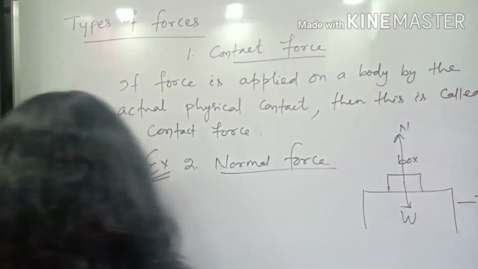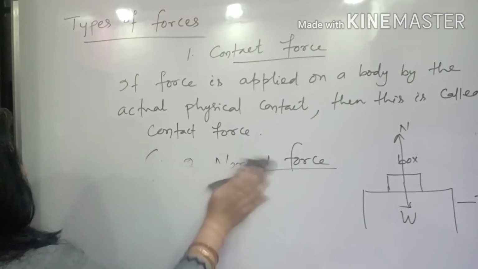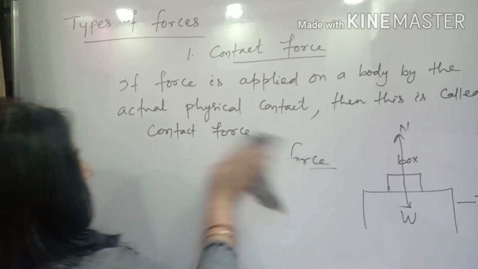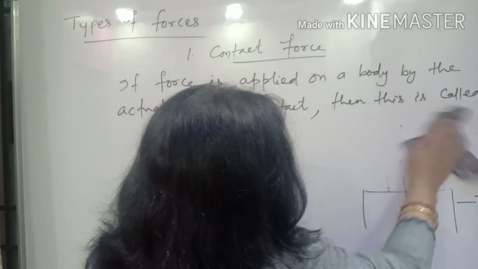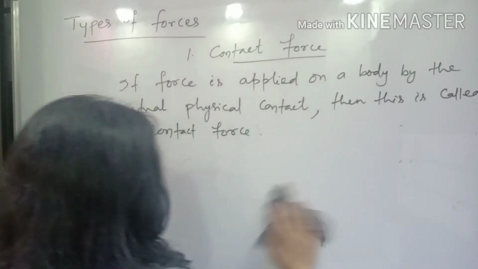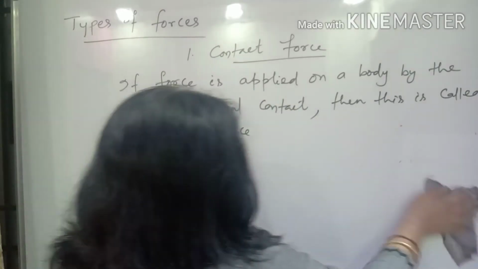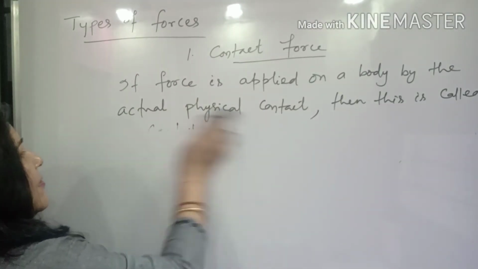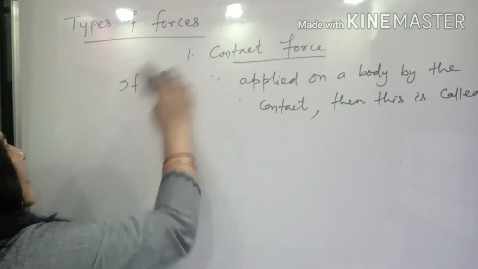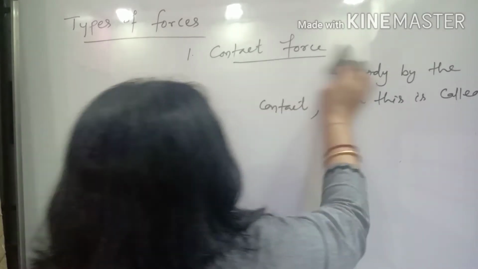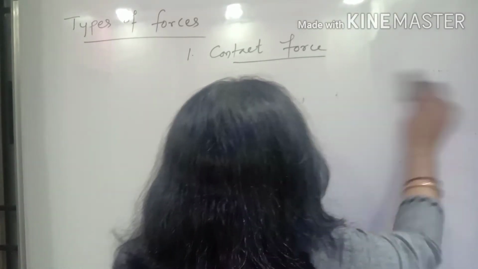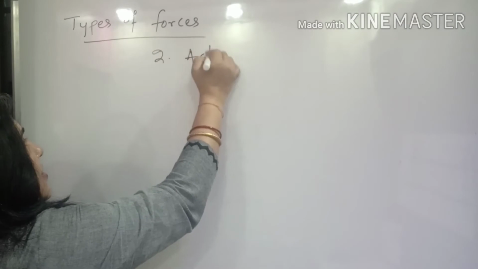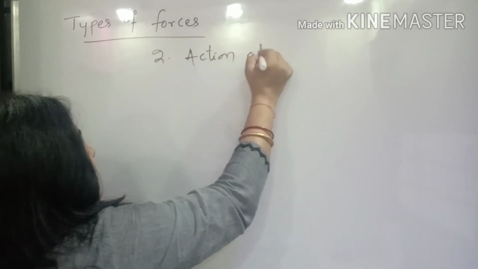Like that, so many examples are there which you can notice in your day-to-day life, where when the two bodies are in contact, only then this force comes into the picture, and that force is called contact force. Now we'll discuss the second kind of force, which is called non-contact, or you can say action at a distance force.